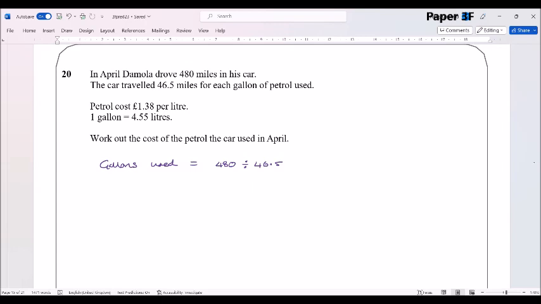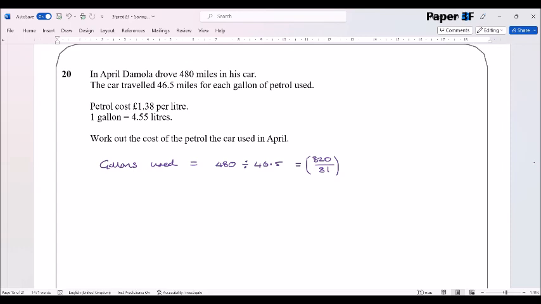So let's just write that out as a fraction for now. We'll worry about that in a minute. So 320 over 31. Now we can write that as a decimal if we want, but I'd rather keep it as it is for now. Okay, 1 gallon is 4.55 litres.